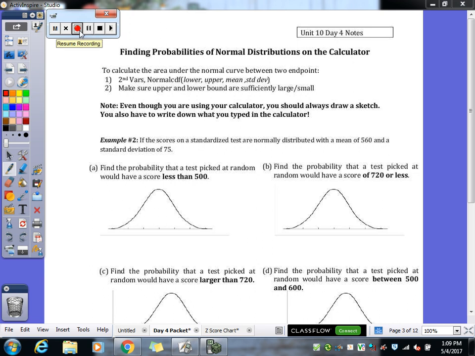So first thing we're working on today is finding probabilities of normal distributions on the calculator. Now we've done this before, finding the probabilities. We did this before by finding your z-score, and then you go to your table, and that number off the table was your probability of getting whatever score it was you were looking for, or less than that score. And then remember, we can take that probability, we can also turn it into a percent.